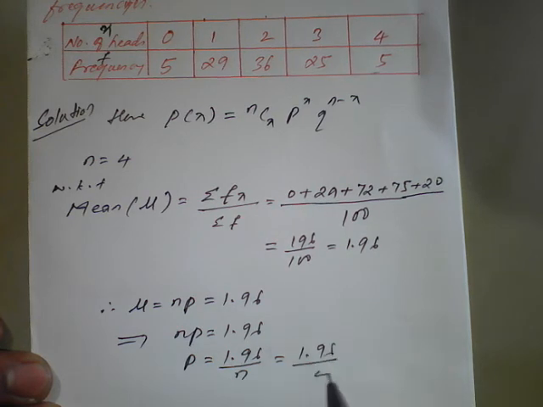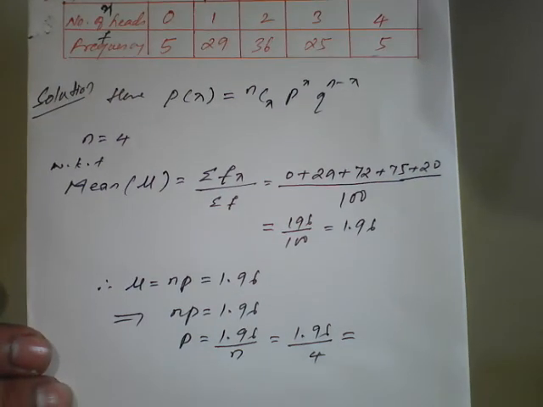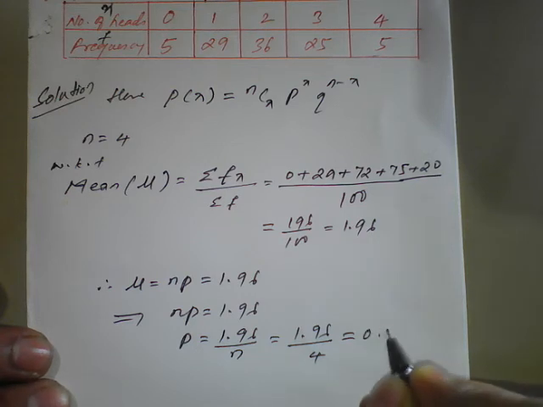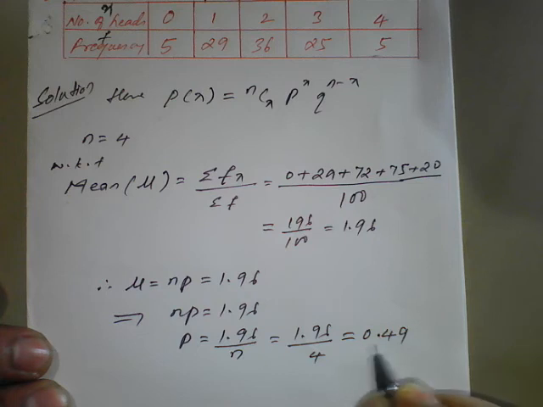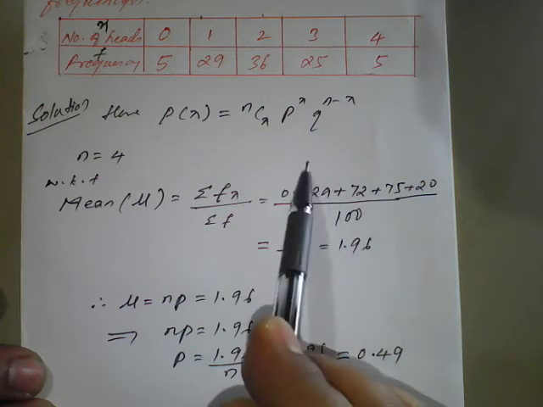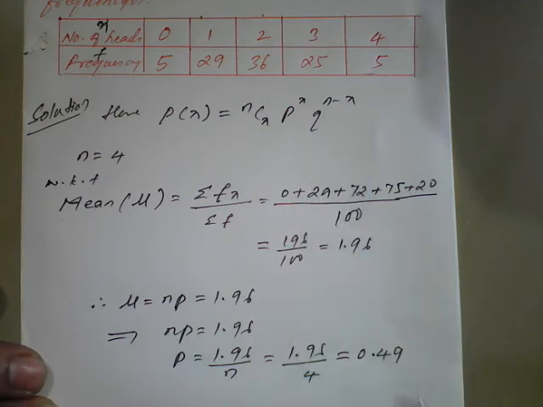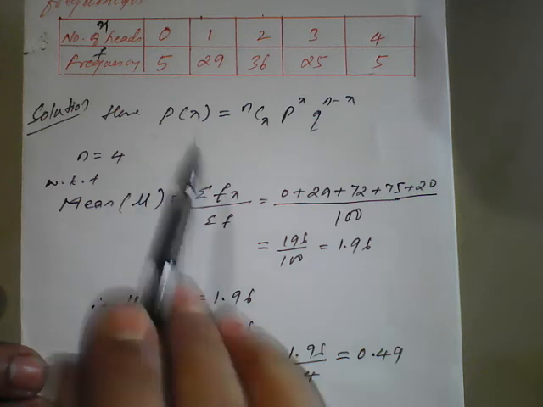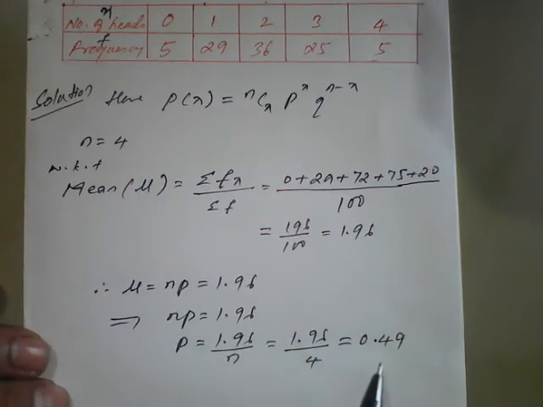So np is equal to 1.96, or p is 1.96 divided by n. With n as 4 here, 1.96 divided by 4 is 0.49. If you see, it is equivalent to 0.5 only. If you go directly, the probability of getting head is also 1 by 2, which is 0.5, or approximately so. So I have shown you that in this way also you can calculate the value of p.